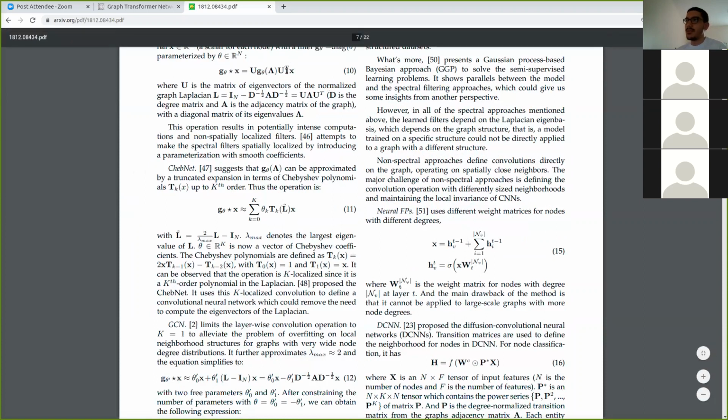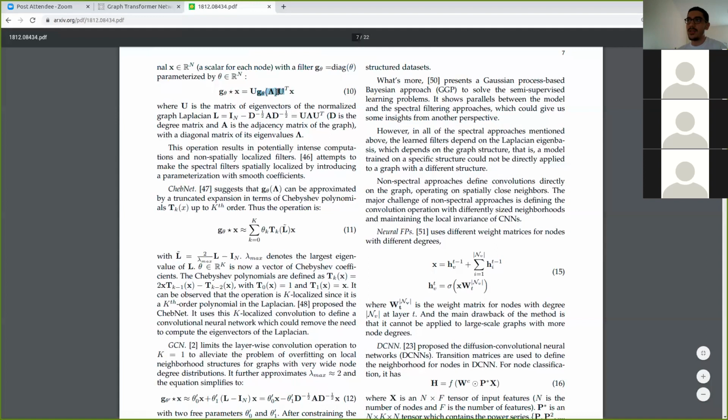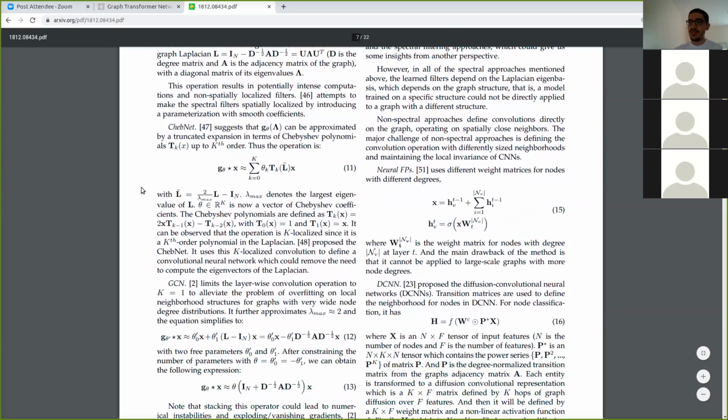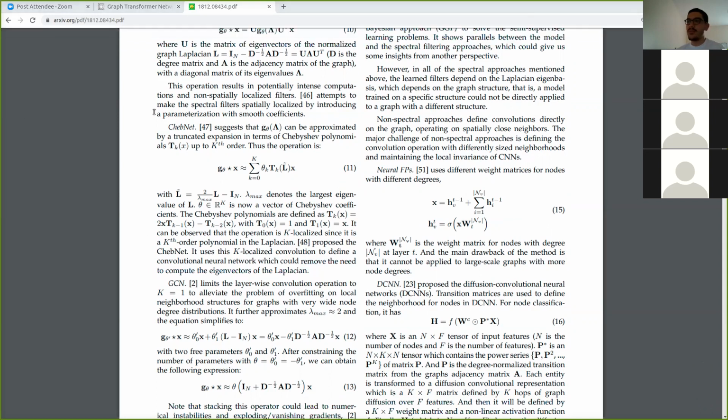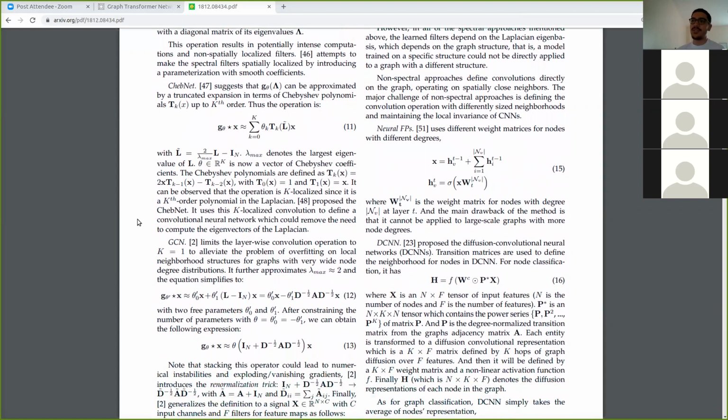But yeah, so this is the decomposition, and there is a parameterized filter on the eigenvalue matrix here. So the way that this is approximated, as it says here, to remove the need to compute the eigenvectors, is the filter is approximated by Chebyshev polynomials. And again, this removes the need to actually diagonalize the Laplacian. It's a useful approximation.